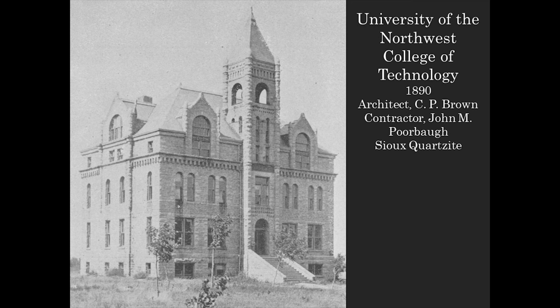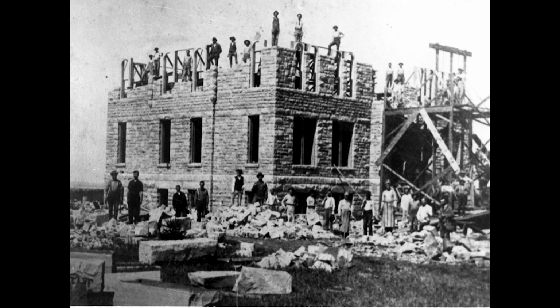Only one of these buildings was actually ever built as designed, or partially as designed. This is the University of the Northwest College of Technology, built in 1890, designed by architect Brown, built by contractor Porbaugh, out of that pink-colored Sioux quartzite. This building is still standing today and is Charles City Hall on the Morningside College campus. Here's an image of Porbaugh's workmen building this structure. Some of those stones you can see in the foreground are quite large.